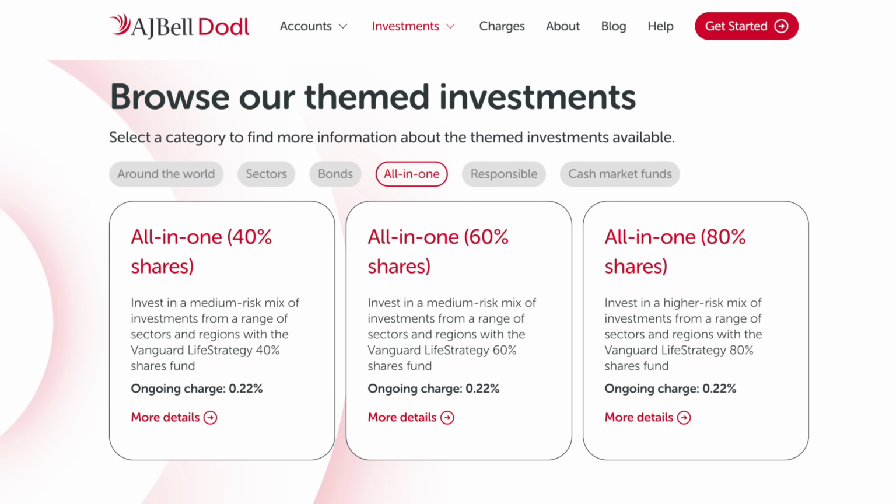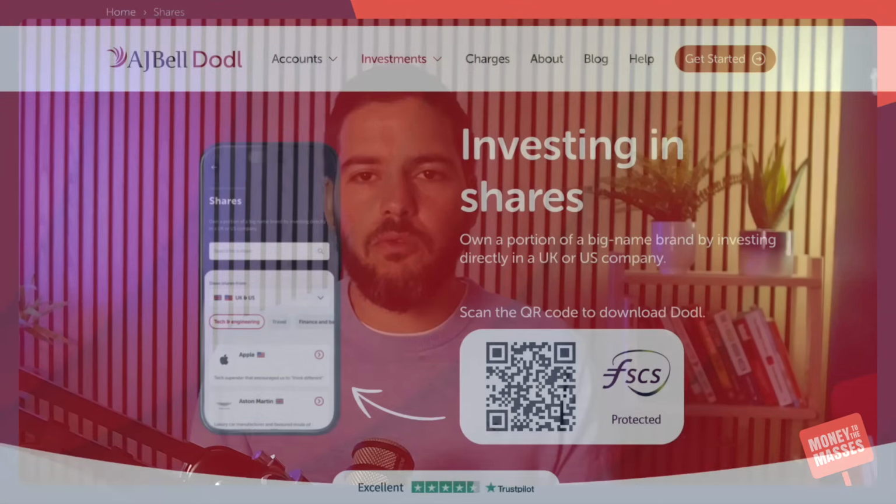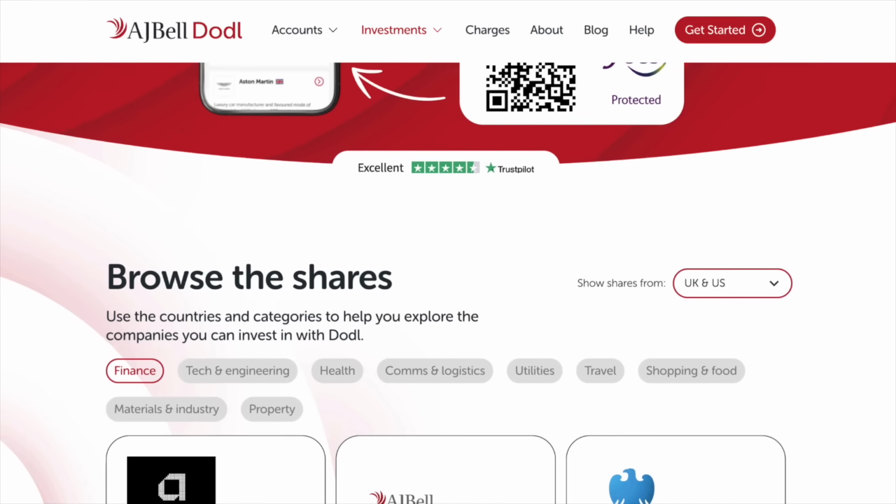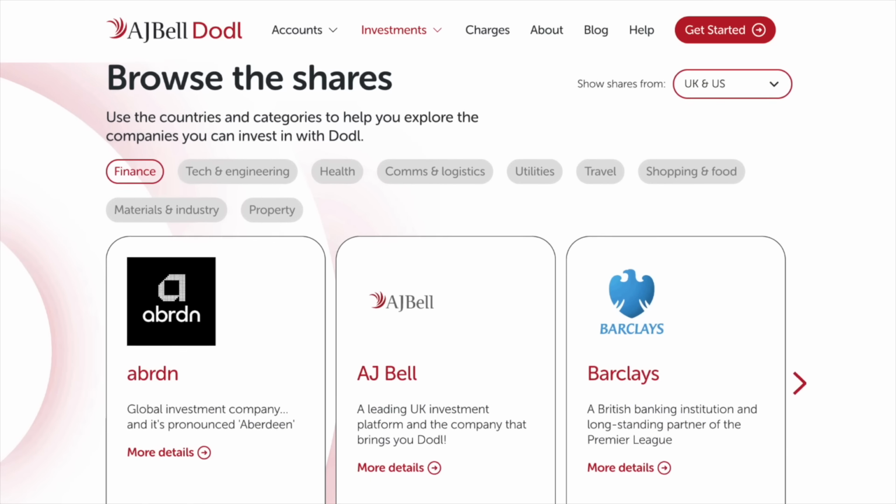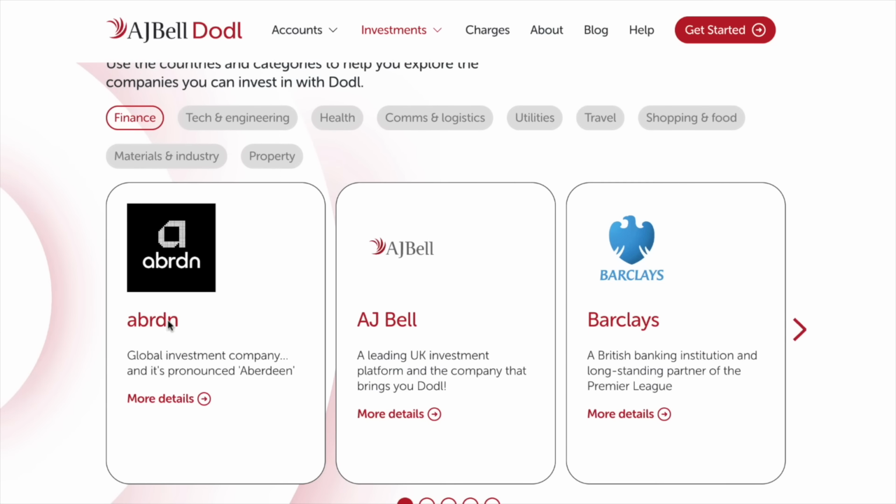It's also worth pointing out that it actually offers 3 of the most popular Vanguard Life Strategy funds on its platform as well. A lot of the new propositions out there, app-based accounts, don't offer the Vanguard Life Strategy funds, but Dodl does. And also you do get access to some share dealing services as well, so you can invest in a limited range of shares as well.